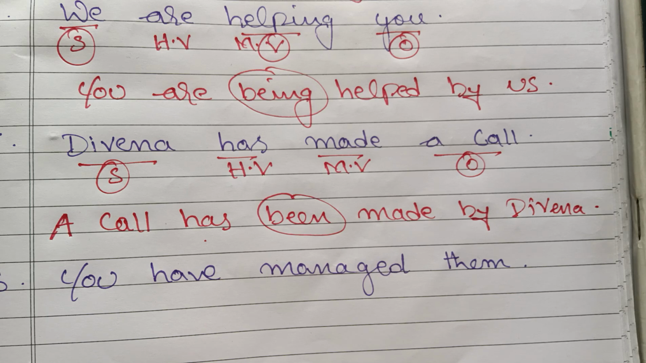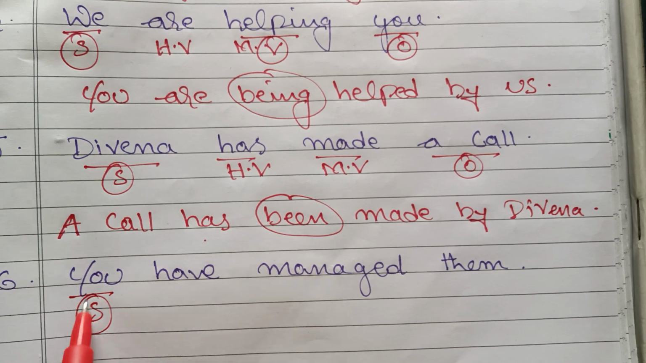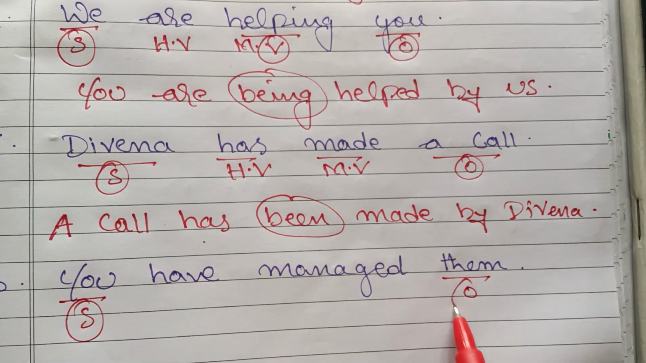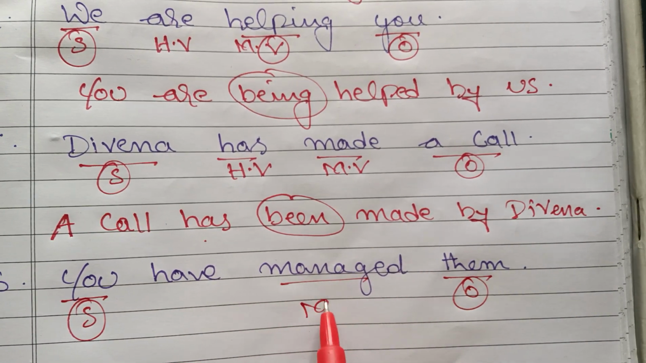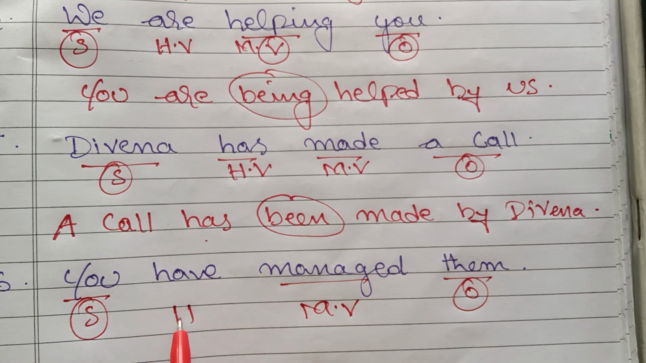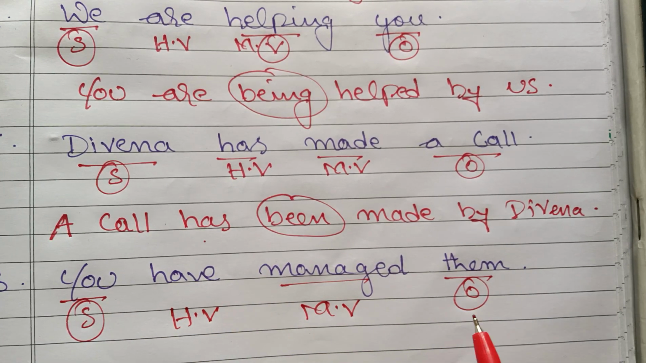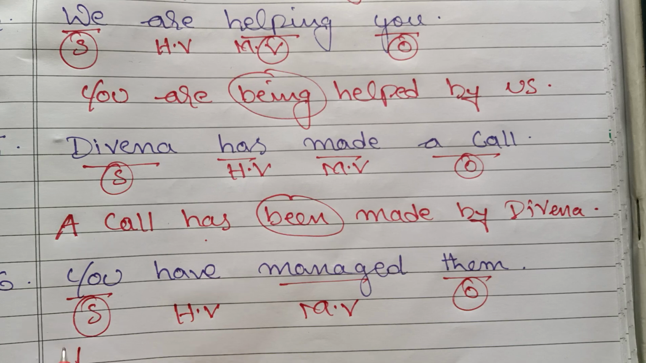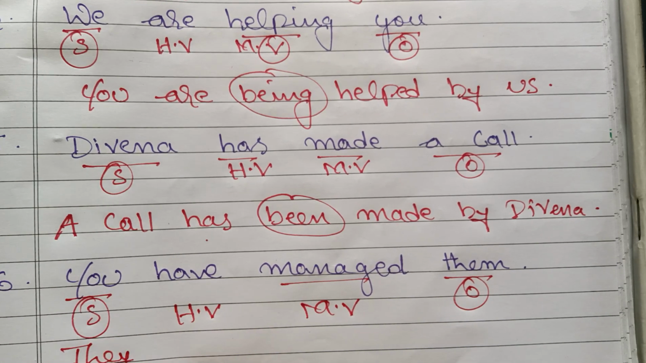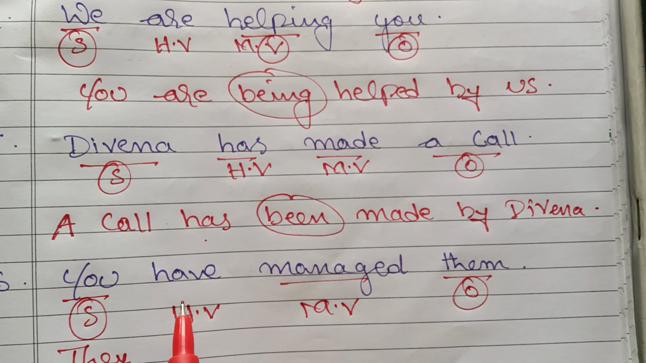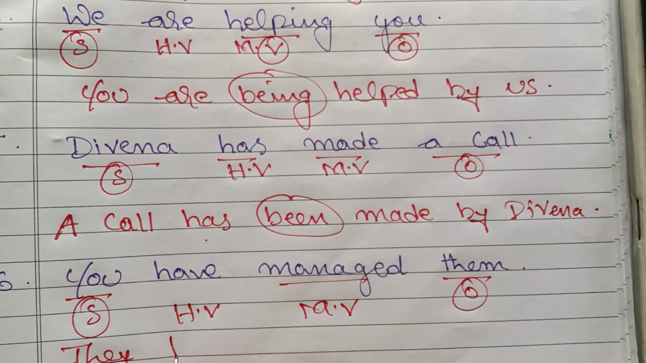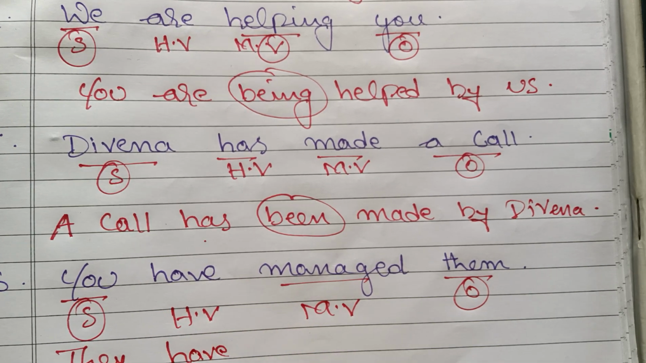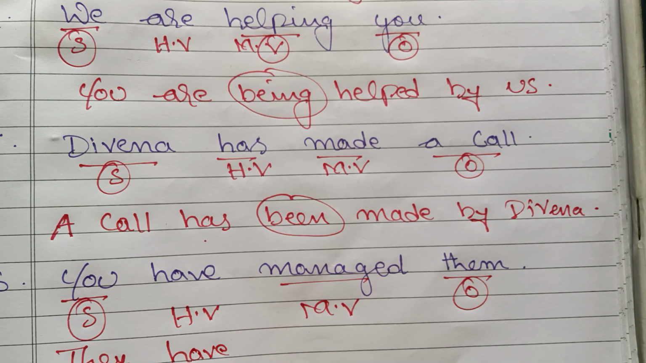And the sixth one, "You have managed them." Subject: you. Them: object. Then the main verb and the helping verb. Now "them" will become "they". And for "they", what is the helping verb we have to use? "Have", not "has". Remember, "have" we use for I have, we have, you have, they have.